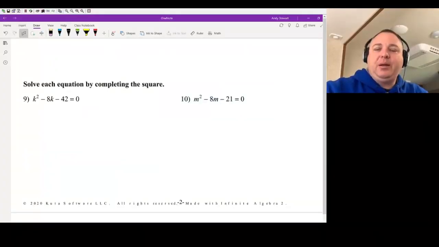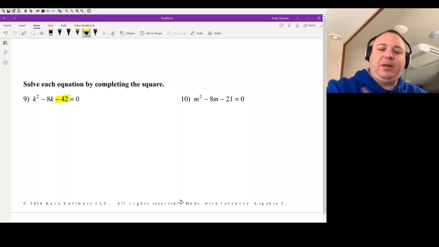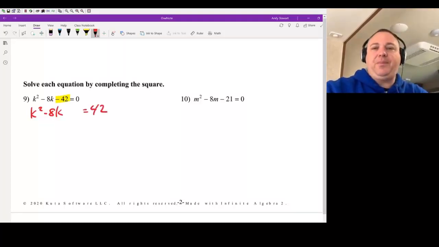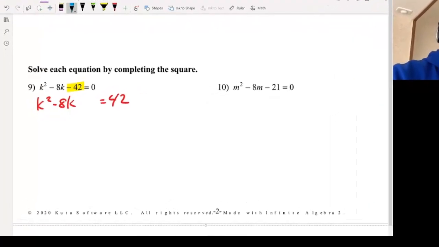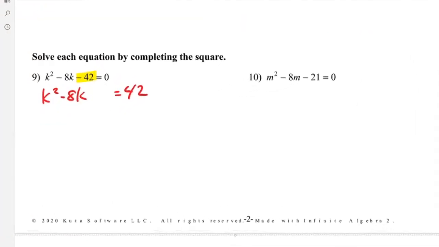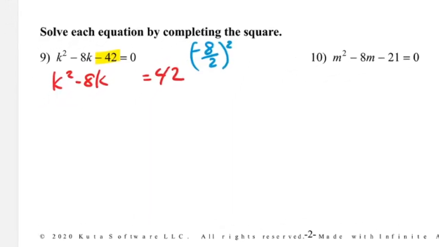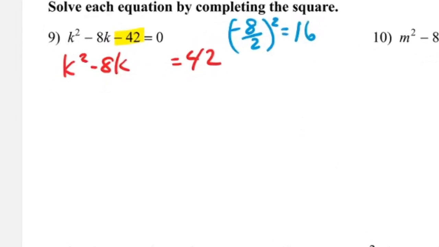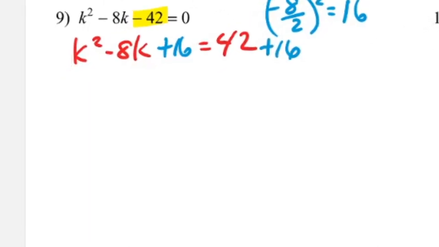Completing the square. First step, take the number that's at the end and move it to the other side of the equation. K squared minus 8k equals 42. And you notice how I left a little gap there to complete the square. Now, take half of 8, which is 4, and square it. So in other words, I'm running it through this formula: half of negative 8, squared. So it's going to be 16. That's the number that makes this factorable. Plus 16, plus 16. The number that completes the square is always positive.